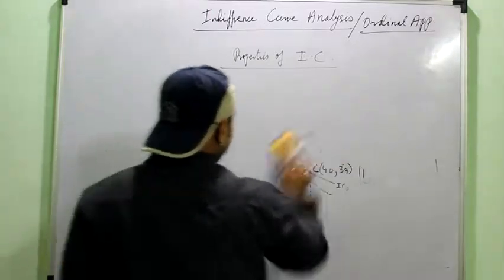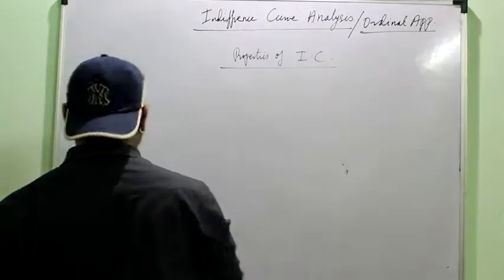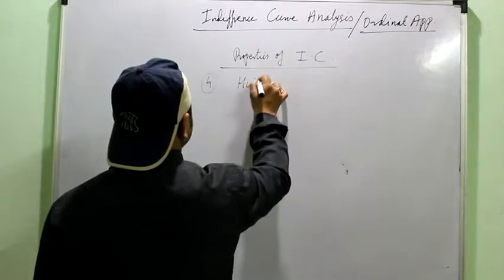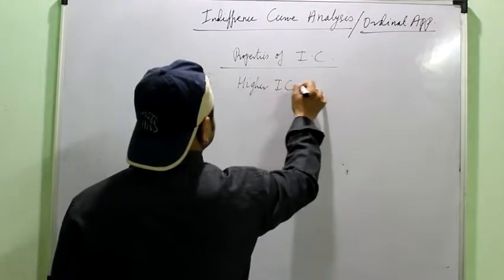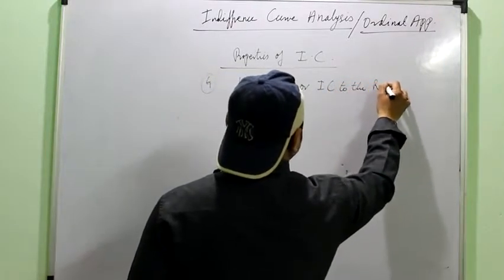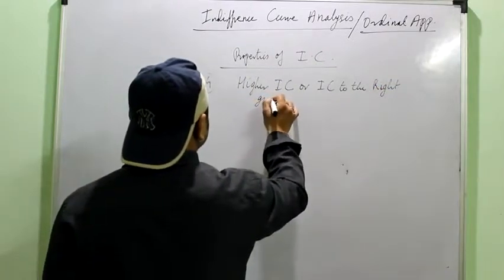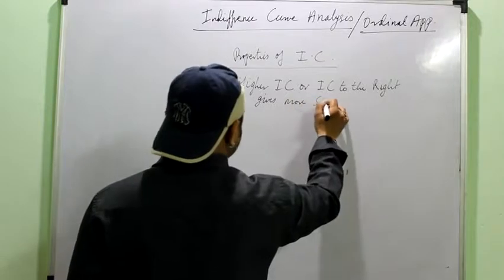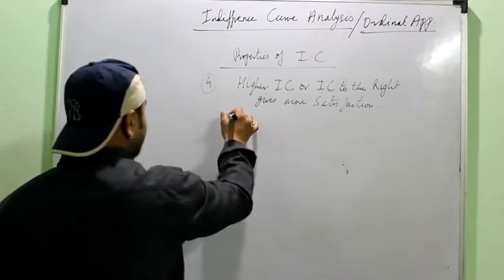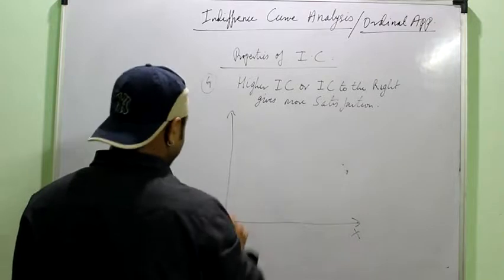Then the fourth property of the indifference curve, again based on the monotonic preference, says that a higher IC, or an IC to the right, gives more satisfaction. Again, for this property, a diagram is mandatory. Without a diagram it cannot be explained.